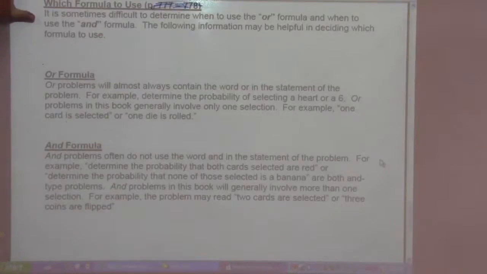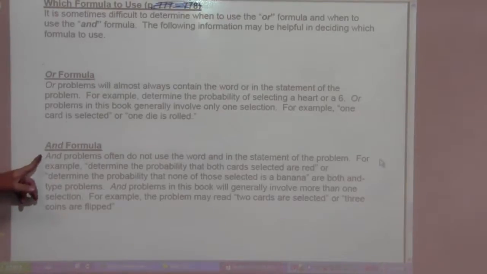The following information may be helpful in deciding which formula to use. The OR formula, OR problems, will almost always contain the word OR in the statement of the problem. For example, determine the probability of selecting a heart or a 6. OR problems in this book generally involve only one selection. For example, one card is selected or one die is rolled.